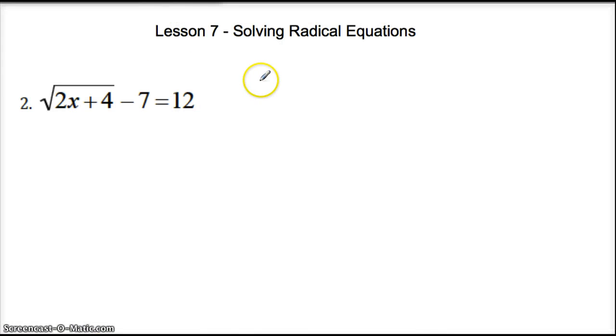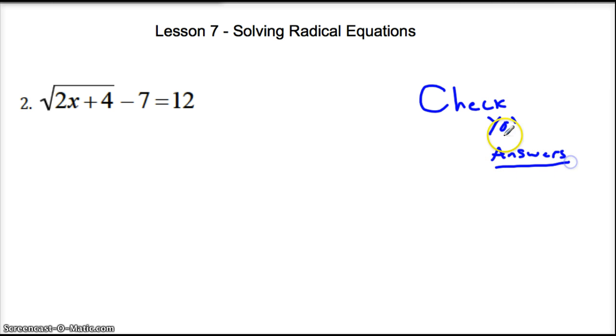Okay, welcome to our seventh and final lesson for radicals. This is solving radical equations. I'm going to say before we get started, remember the final step to any of these is to check your answers. Don't forget that or else you're going to be really wrong. Okay, let's start with this one.